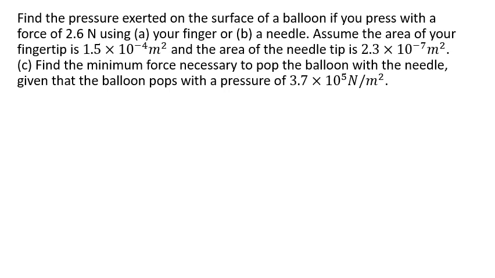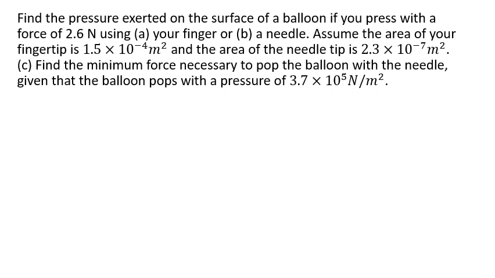Okay, let's work on an example here. Find the pressure exerted on the surface of a balloon if you press with a force of 2.6 newtons using your finger, or in part B, a needle. So assume the area of your fingertip is 1.5 times 10 to the power negative 4 square meters, and the area of a needle tip is 2.3 times 10 to the power negative 7 square meters. And part C, find the minimum force necessary to pop the balloon with a needle, given the balloon pops with a pressure of 3.7 times 10 to the power 5 newtons per square meter.